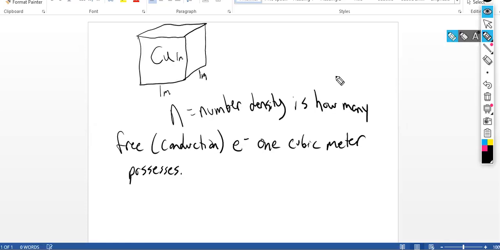The number density is how many free or conduction electrons a cubic meter of a metal possesses. Now, what is a conduction electron or a free electron? We're typically talking about metals here. Metals bond in such a way that they pool their electrons together. So it's like electron pooling, or metallic bonding.